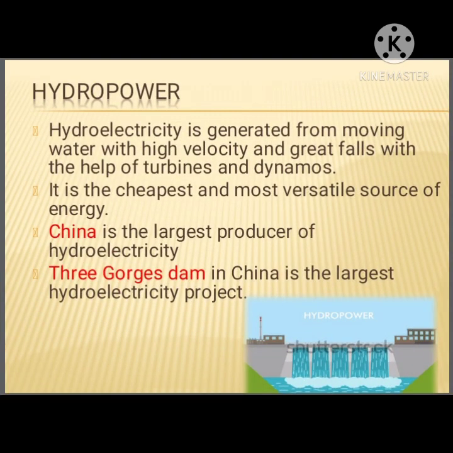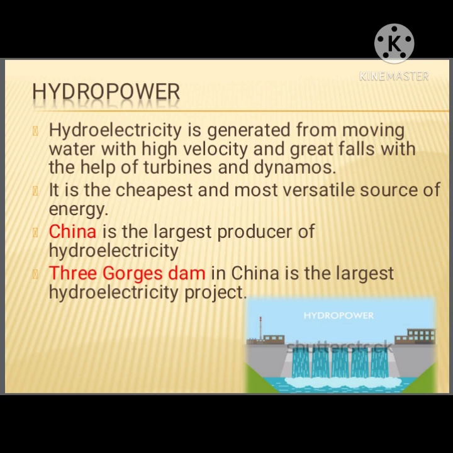Next one is hydropower. Hydroelectricity is generated from moving water with high velocity, that is, fast flowing water, and great falls, with the help of turbines and dynamos. So if the falling water falls on the turbines, it will make the dynamos rotate. With that they produce hydroelectricity.